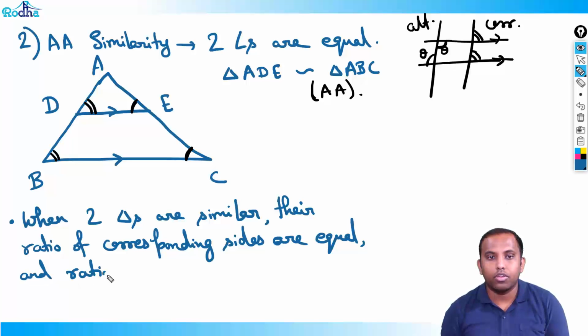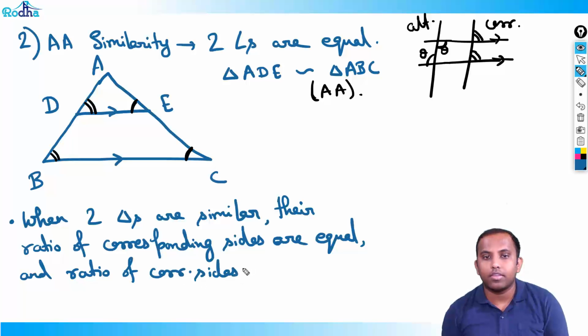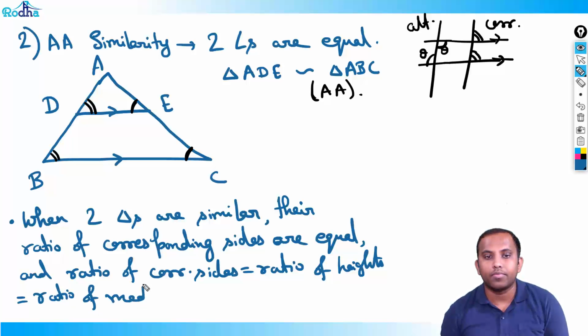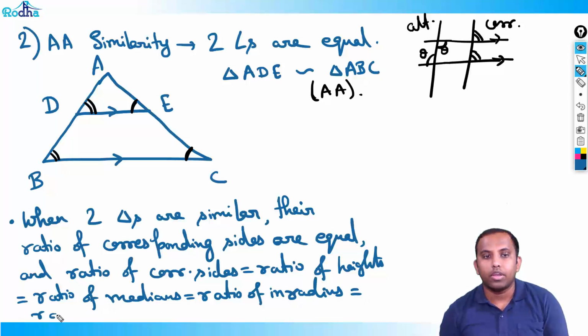The ratio of corresponding sides is equal to the ratio of heights, is equal to the ratio of medians, is equal to the ratio of inradius, is equal to the ratio of circumradius. Very important point.